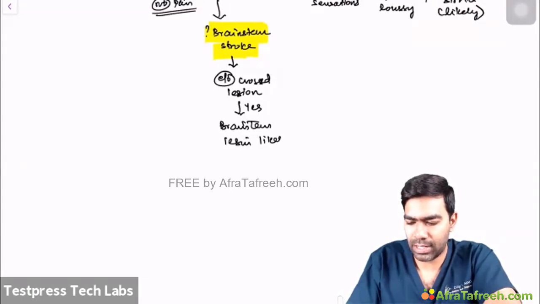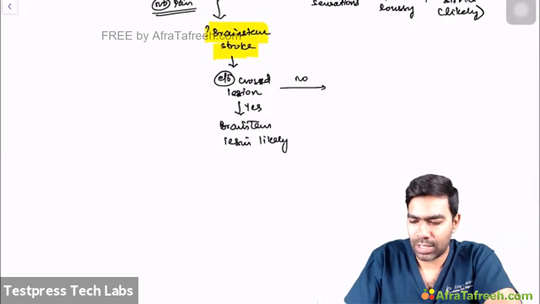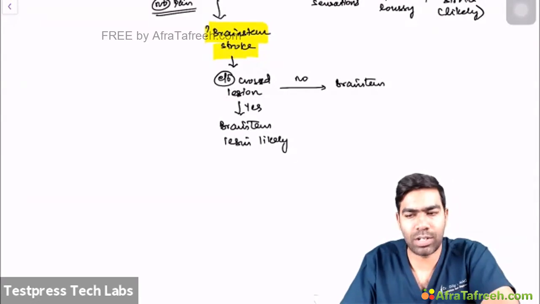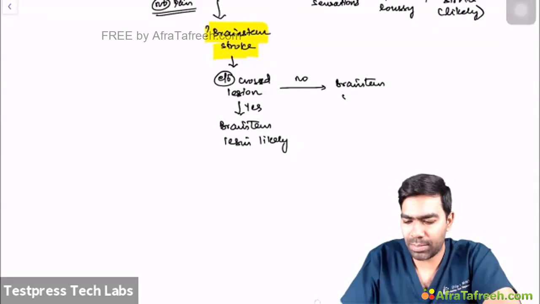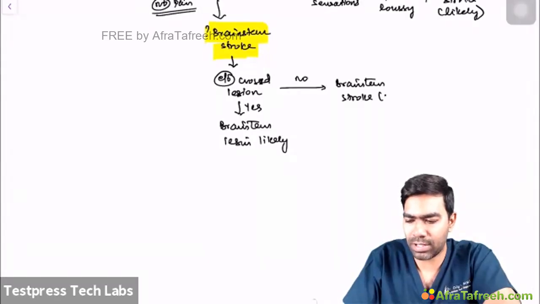Brainstem stroke likely? If no, actually it's unlikely to have a brainstem stroke. Even though I'm saying only unlikely because you cannot confirm or rule out, still as a clinical decision, I will say a brainstem stroke, or any brainstem lesion, is unlikely.